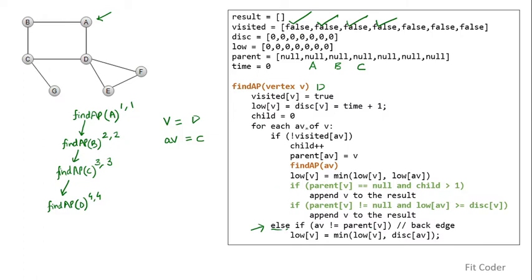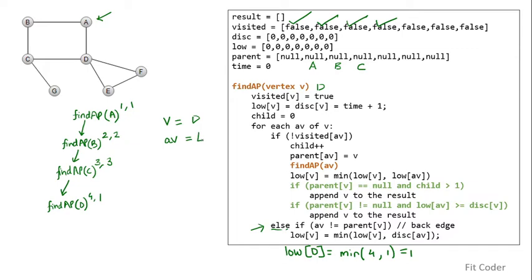We check the next adjacent vertex, A. A is already visited, so we again come in the else condition. So AV is A, and parent of D is C. So now this condition is true. So we have to calculate low of V again. Low of D is equal to the minimum of low of D, which is 4, and discovery time of A, which is 1. So it will be 1. So we'll reset the low of D to 1.